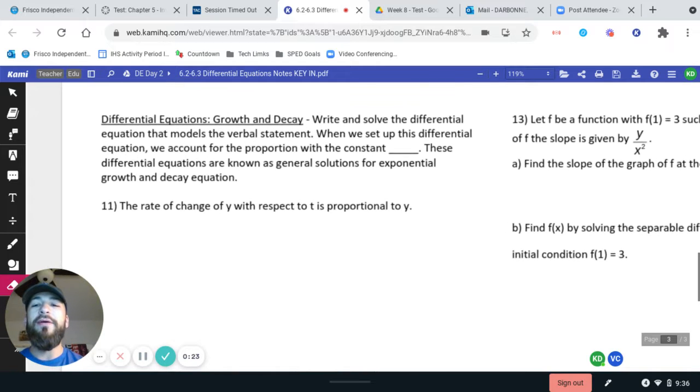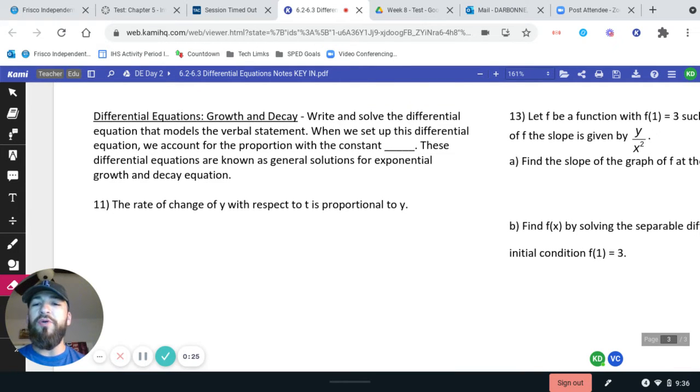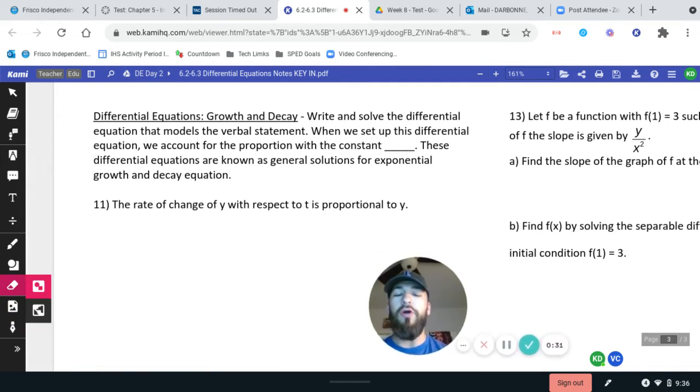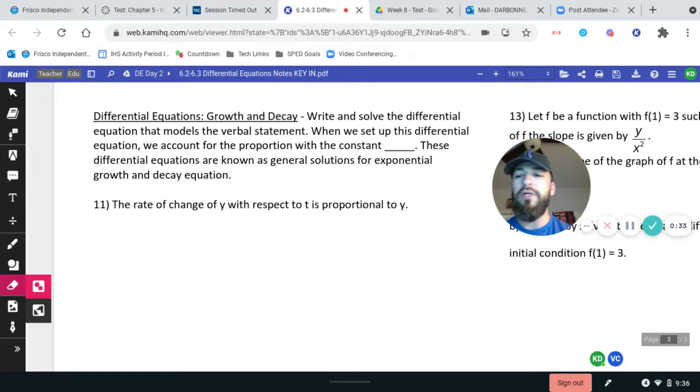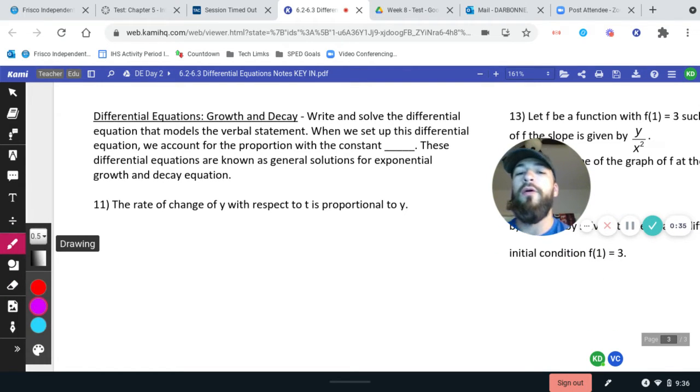But anyways, write and solve the differential equation that models the verbal statement. When we set up this differential equation, we account for the proportion. You're always going to see this word proportional, but we account for that word with the constant k. I know we already have the constant c, our constant of integration. K is our proportionality constant. These differential equations are known as general solutions for exponential growth and decay equations.